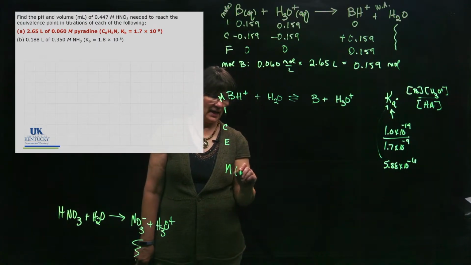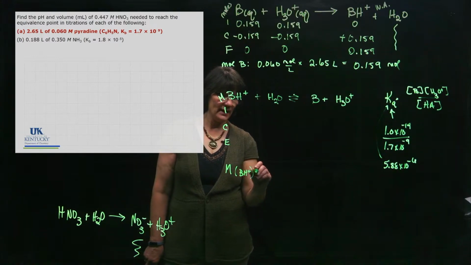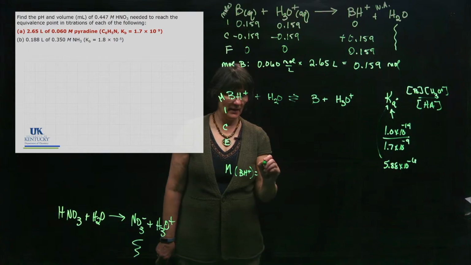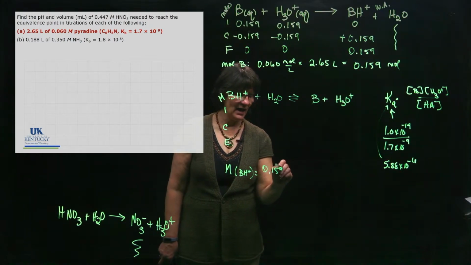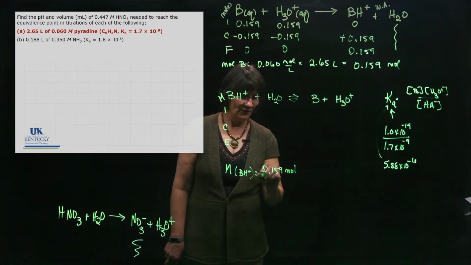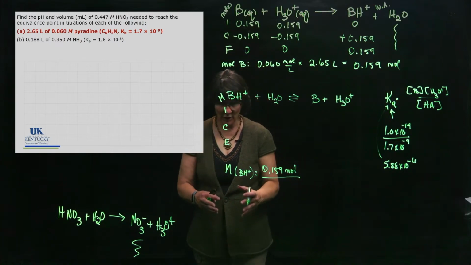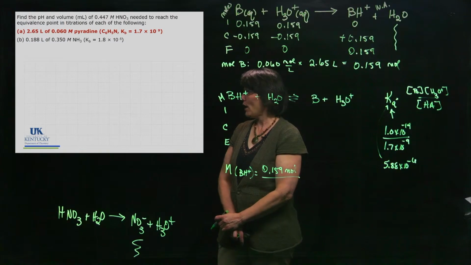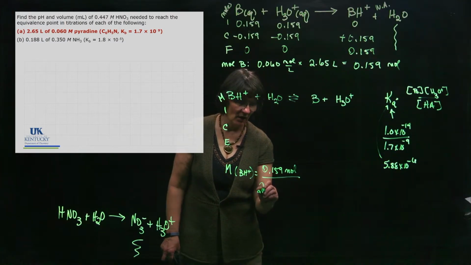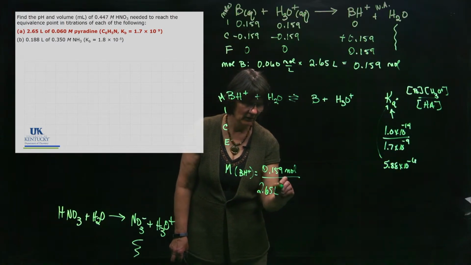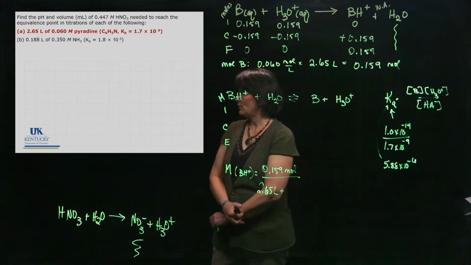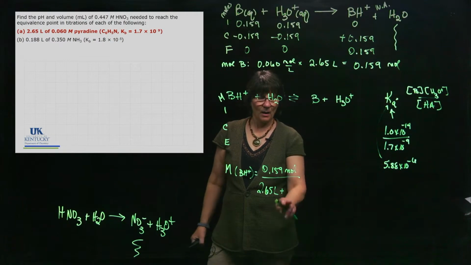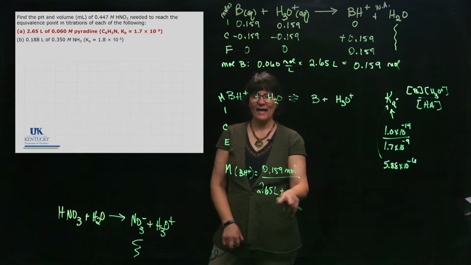If I want to know the molarity of the BH plus, what do I need to know? I need the moles of BH plus, which I know, 0.159 moles, divided by the total volume, because I want to know the pH inside this flask, and it's got a total volume in there. Well, I know I have 2.65 liters of one of the things, because I told you that I put 2.65 liters of this base in there, but I've got to put a volume of the acid.